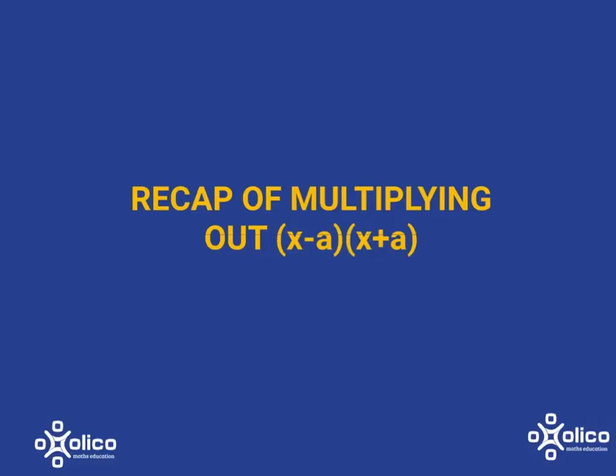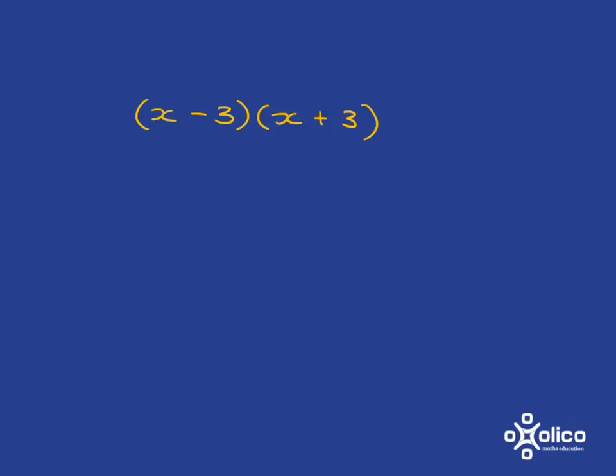We're going to do a quick recap of multiplying out things of the form x minus a, x plus a. So let's start with something simple, x minus 3 times x plus 3. Remember, I've got to use the distributive law, so everything in this bracket must multiply with everything in that bracket.